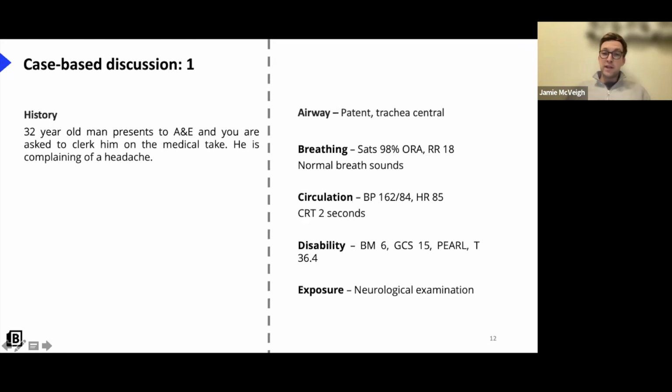So would we jump straight to a scan? Have we done anything? We've just done an A to E. Are we going to scan this 32-year-old immediately just because he's got a bit of hypertension? If I rang the radiologist, what would they say to that? They'd probably want a little bit more information. And how are we going to get that? Yeah, fantastic. It is true: history, examination, and then investigations.